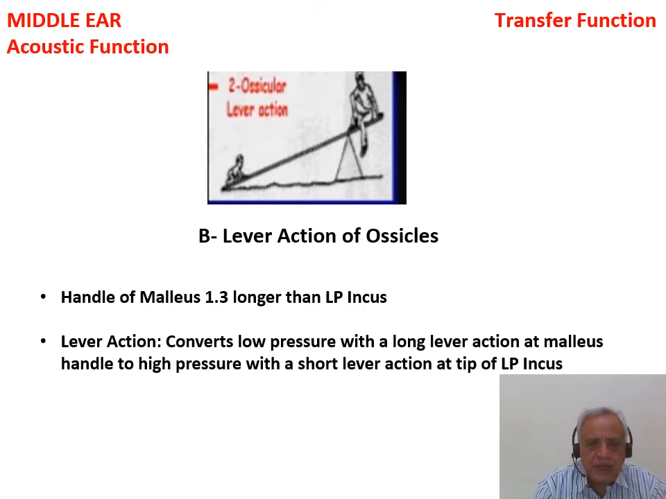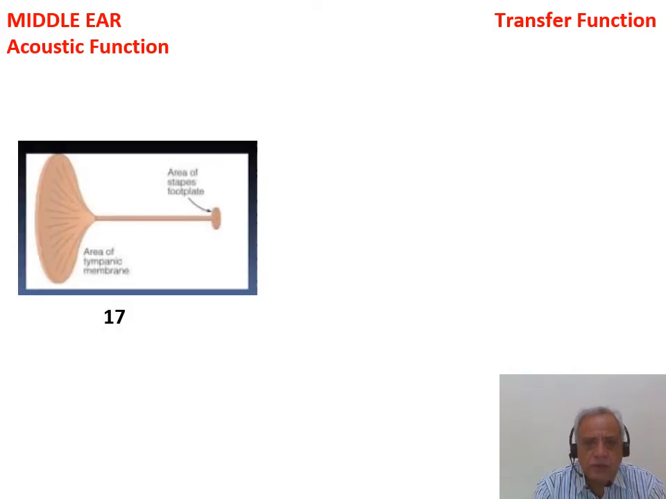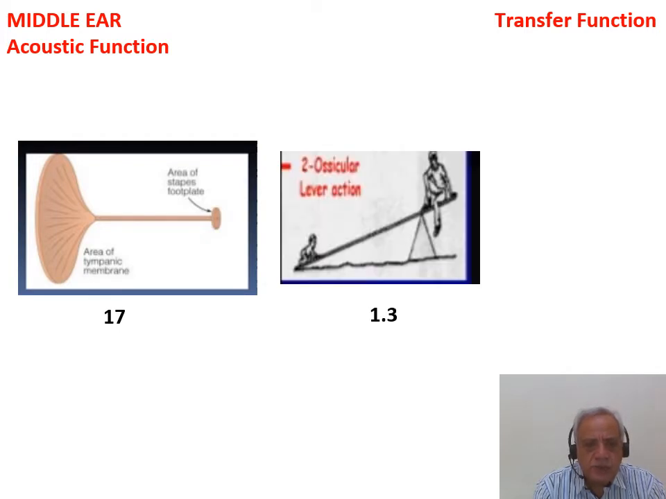So the lever action of the ossicles and the hydraulic action of the tympanic membrane and foot plate, both of these will constitute the transfer function. The net result will be 17 times in the hydraulic action and 1.3 in the lever action, making the net result 22 times magnification to overcome the impedance mismatching. The impedance mismatching, again, is between air in the middle ear and fluid in the inner ear.